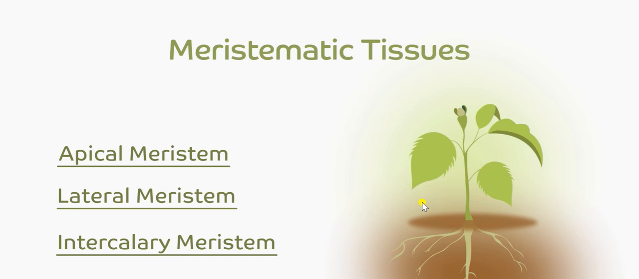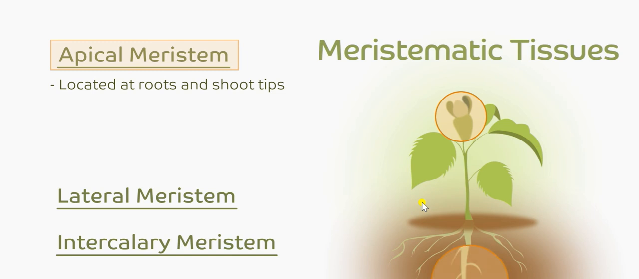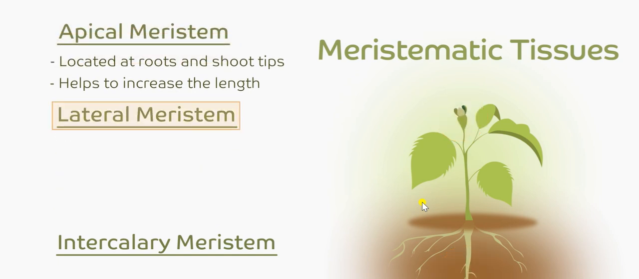Do not be let down by these difficult names. Let me make them easy for you to understand. Apical meristem tissues are found in the growing tips of the stems and the roots. This tissue divides and helps increase the length of the plant. What about the second one? Lateral meristem. Do you know where it is found in the plant body?